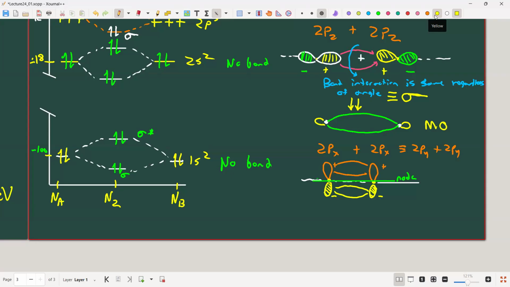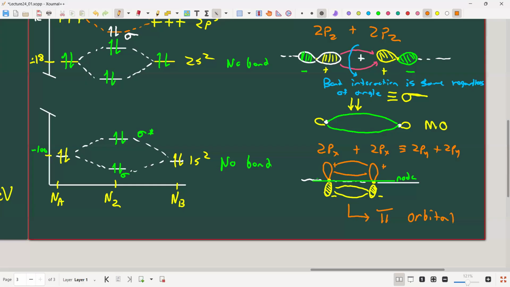And so these have the symmetry of the p orbitals, right? The p orbitals have lobes above and below, but not in the middle. And so we call these pi orbitals. So this is what's called a pi orbital.